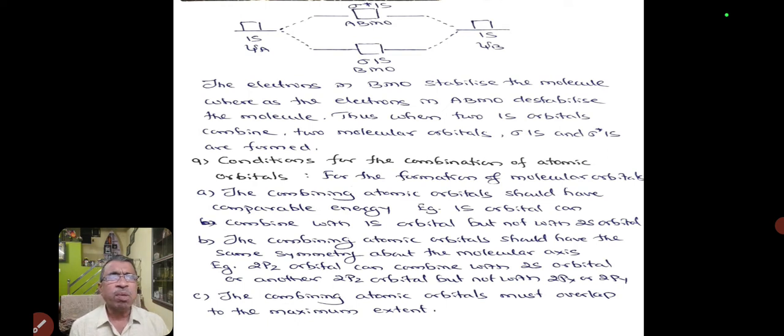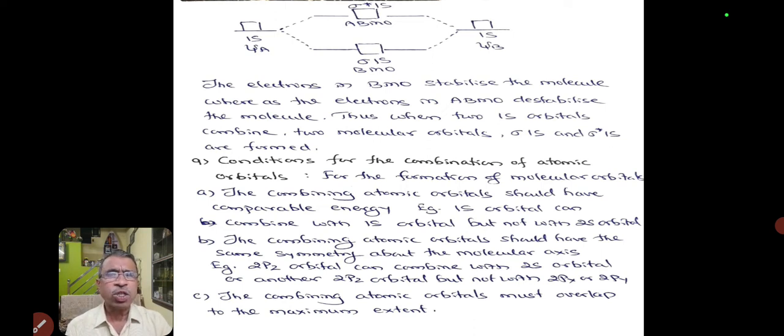The electrons in bonding molecular orbital stabilize the molecule, whereas the electrons in anti-bonding molecular orbital destabilize the molecule. Thus, when two 1s orbitals combine, two molecular orbitals, sigma 1s and sigma star 1s, are formed.